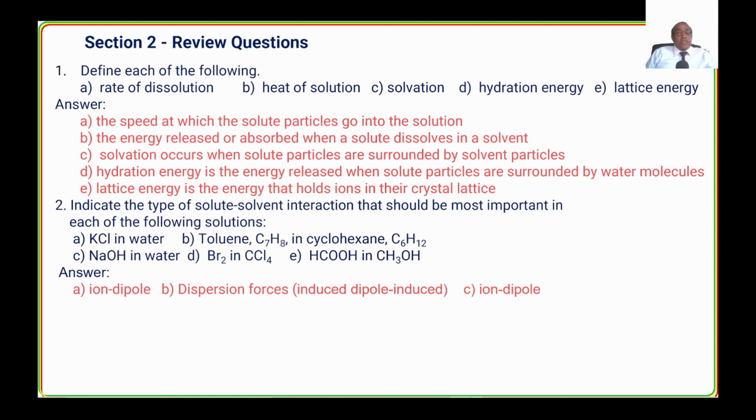C, sodium hydroxide in water. Sodium hydroxide is an ionic compound. Water is a polar solvent, so we expect ion-dipole interaction. For D, bromine in carbon tetrachloride, both are non-polar compounds. So in non-polar compounds, we would expect dispersion forces or induced dipole interactions. And E, formic acid, in this case you would expect hydrogen bonding. Hydrogen bonding should be the dominant intermolecular force of attraction that is observed in formic acid and methanol.